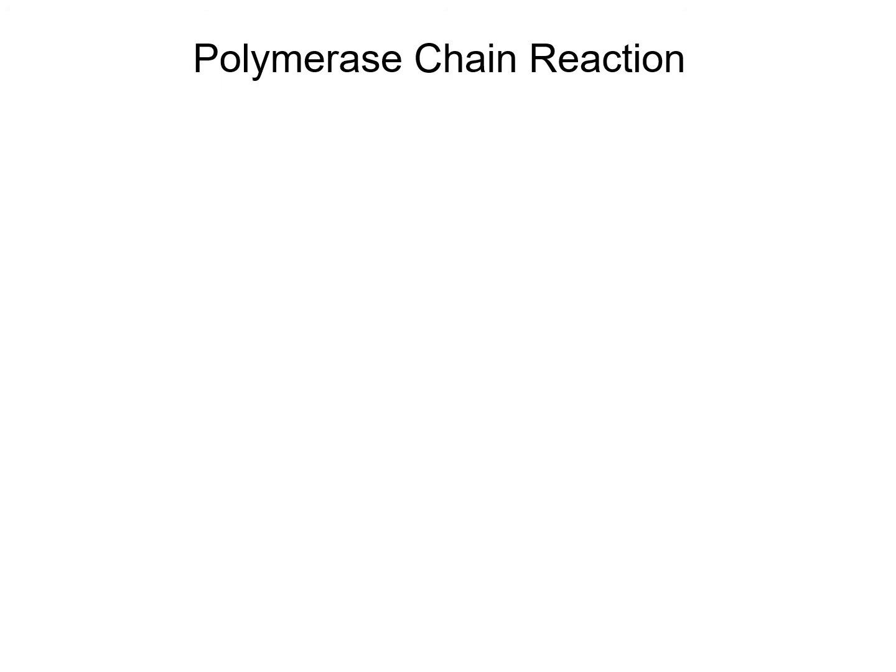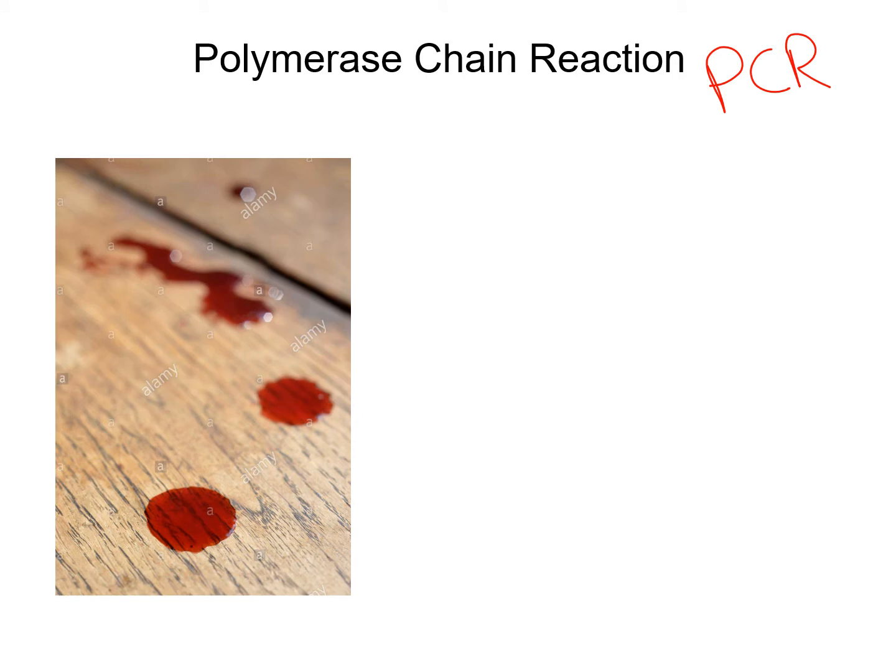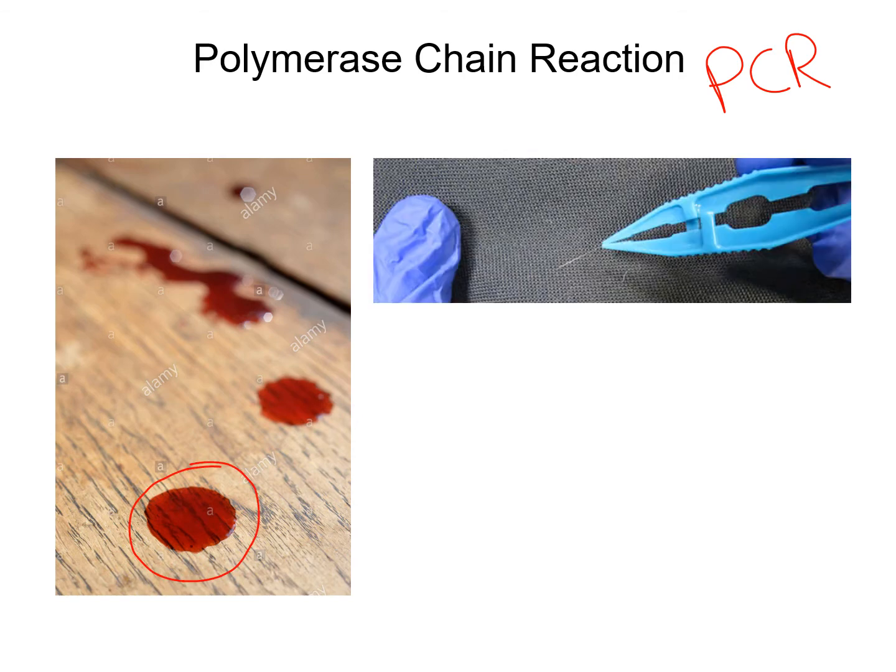And polymerase chain reaction is more commonly known by the acronym PCR. And the purpose of PCR is to make copies of target DNA. And this is often done when the target DNA or the DNA of interest is in short supply. One example could be in a crime, where maybe the perpetrator has left one drop of blood, or one hair.